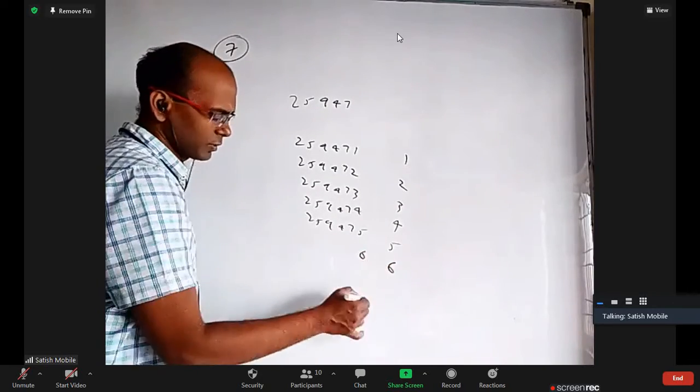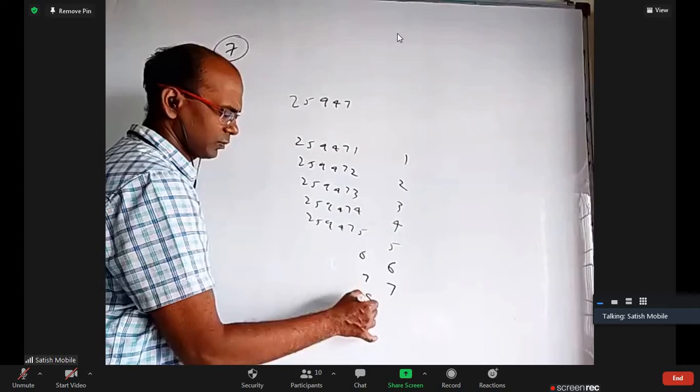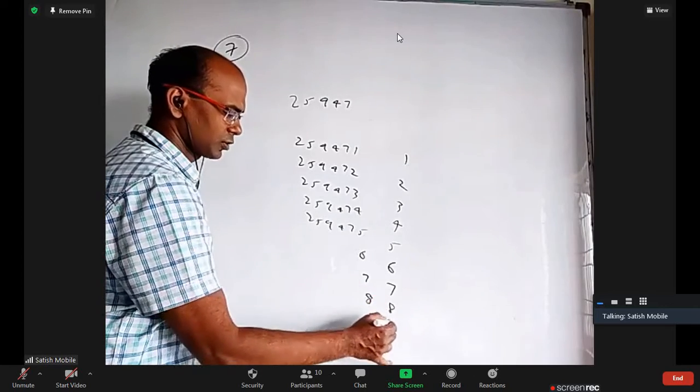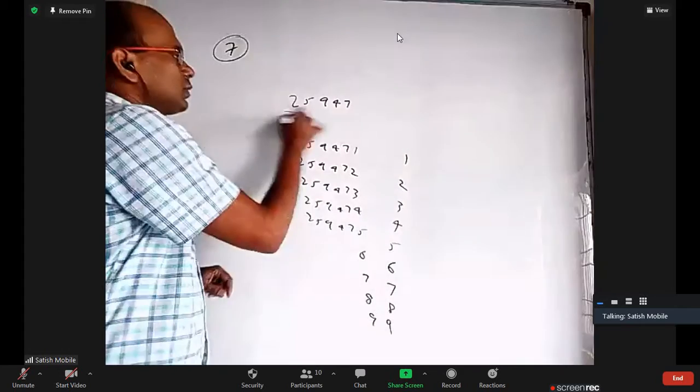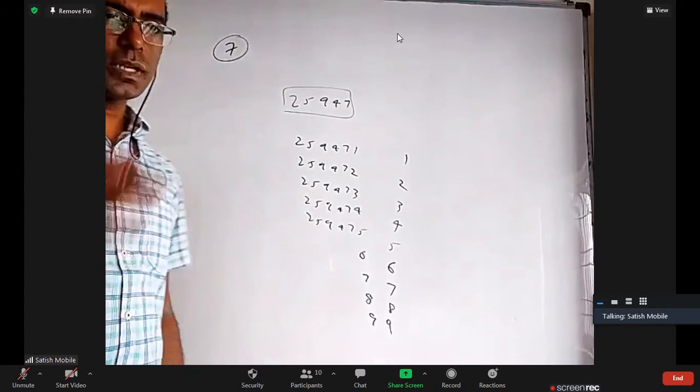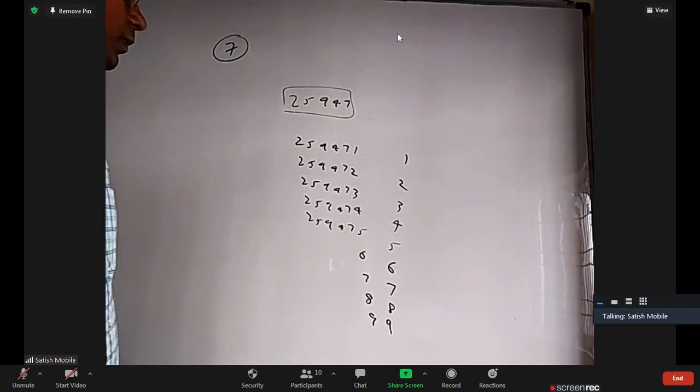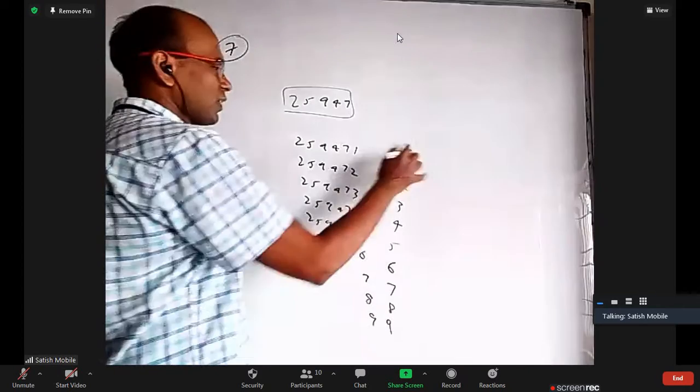When I put 6, it should be divisible by 6. When I put 7, divisible by 7. When I put 8, divisible by 8. When I put 9, it should be divisible by 9. Okay, this may be one number. Like that, many numbers are there. Among them, what is the smallest number? That was the question.